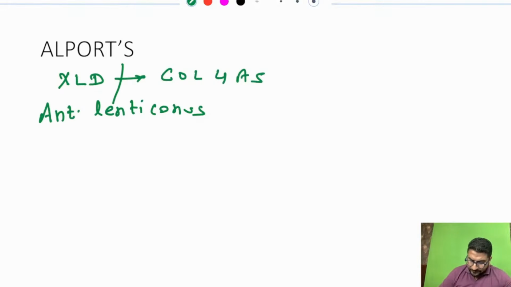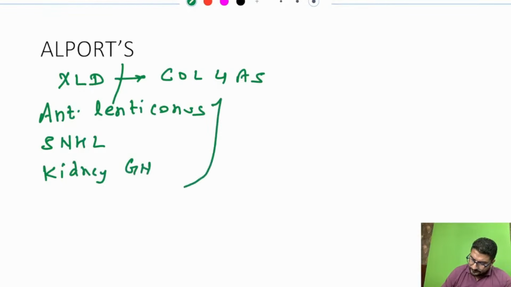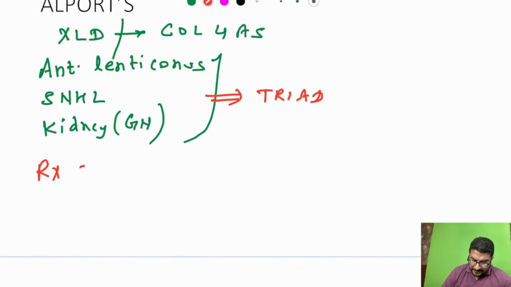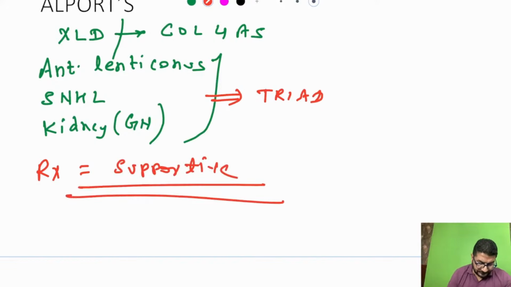Now understand, basically you will find a basement membrane defect. So anterior lenticonus, then you can notice the patient will have SNHL. तो कान का involvement हो रहा है, आँख का involvement हो रहा है, and you can notice kidney involvement. You will find glomerulonephritis. So this is the triad of Alport syndrome. Treatment is supportive, so you don't have to give any particular drug here. Genetic disease से ज़्यादा आप कुछ कर नहीं सकते हो. You can't do much.